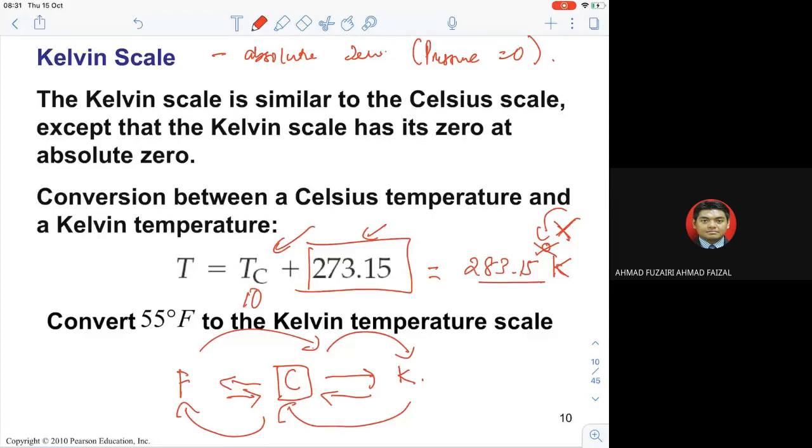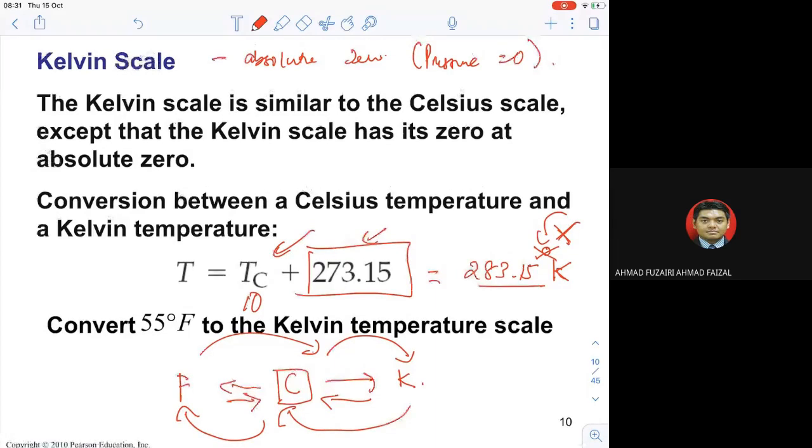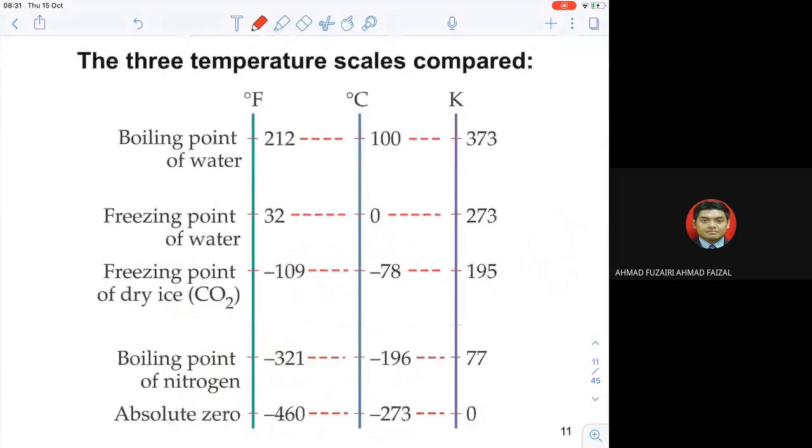If you have to convert 55 degrees Fahrenheit to Kelvin temperature, try to do it on your own. For 55 degrees Fahrenheit, first go to Celsius using the conversion, and then add 273.15 to get the Kelvin. Easy. So this is the comparison between the three temperature scales.